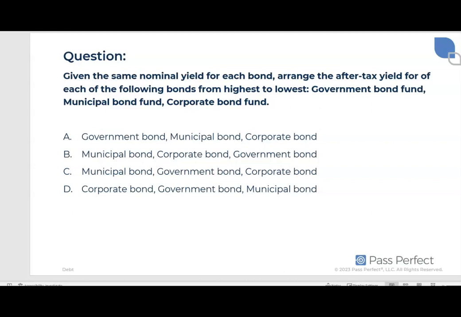Given the same nominal yield for each bond, arrange the after-tax yield for each of the following bonds from highest to lowest: government bond fund, municipal bond fund, corporate bond fund. A, government bond, municipal bond, corporate bond. B, municipal bond, corporate bond, government bond. C, municipal bond, government bond, corporate bond. Or D, corporate bond, government bond, municipal bond.